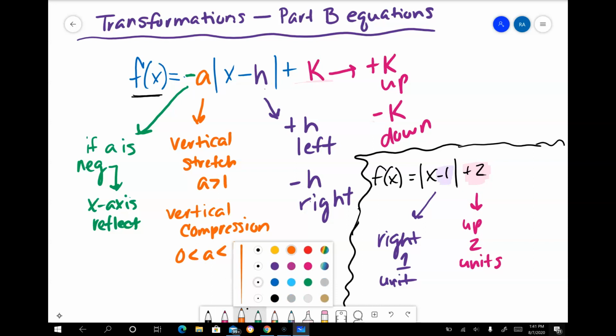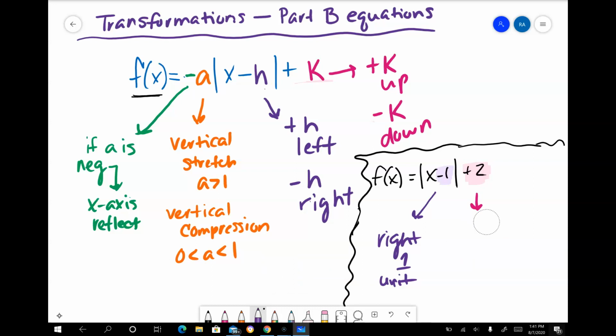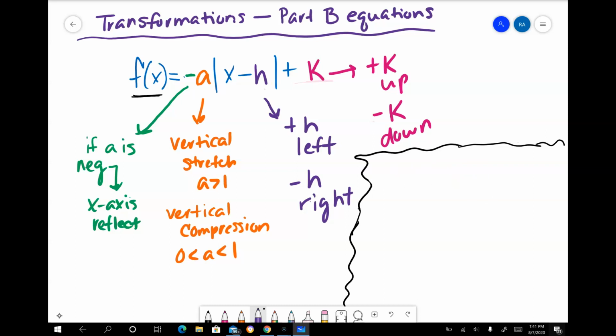All right, so let's erase this and go to the next example. The next example is going to be f of x is equal to negative 2 times the absolute value of x plus 3, minus 1.